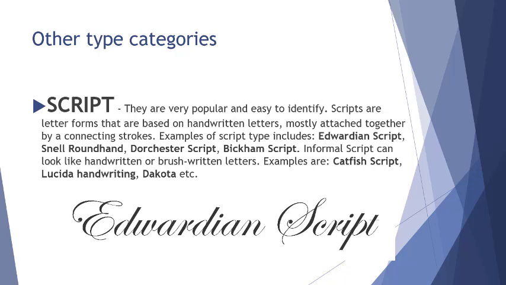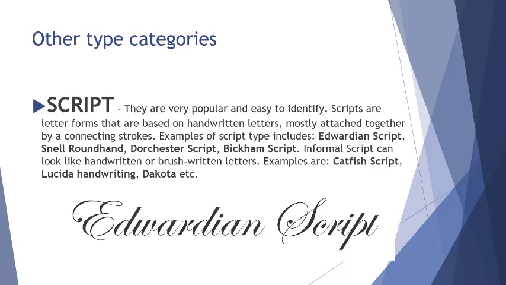Now, other type categories. We have script. Of course, this is one of the most common types. They are very popular and easy to identify. Scripts are letter forms that are based on handwritten letters, mostly attached together by connecting strokes. And we call these strokes ligatures. You're going to see this in the anatomy of type. Examples of script type include Edwardian Script, Snell Roundhand, Dorchester Script, Bickham Script. We have a lot of script fonts.